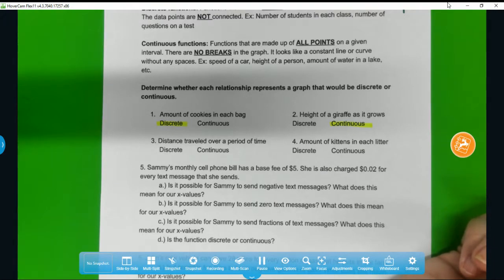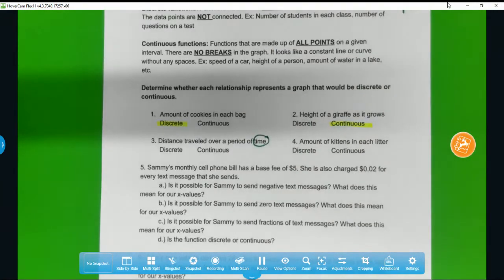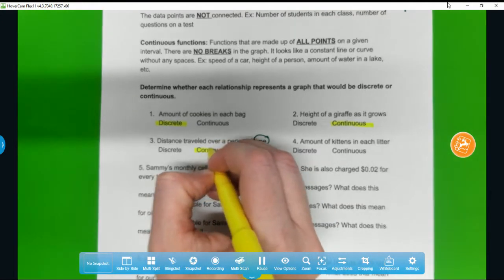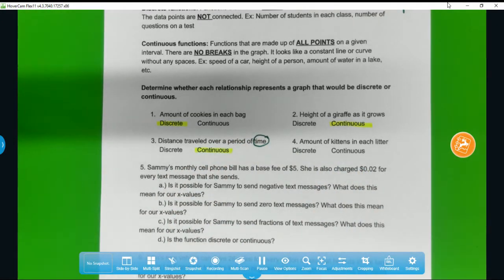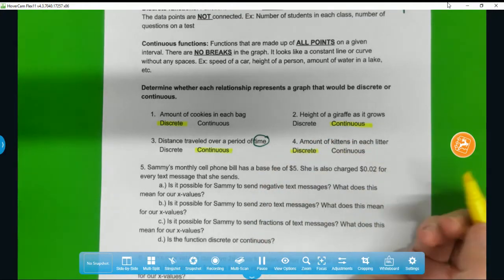Distance traveled over a period of time. Anything with time is always going to be continuous because time does not stop. The amount of kittens in each litter. You're not going to have half a kitten in a litter, so that is discrete.